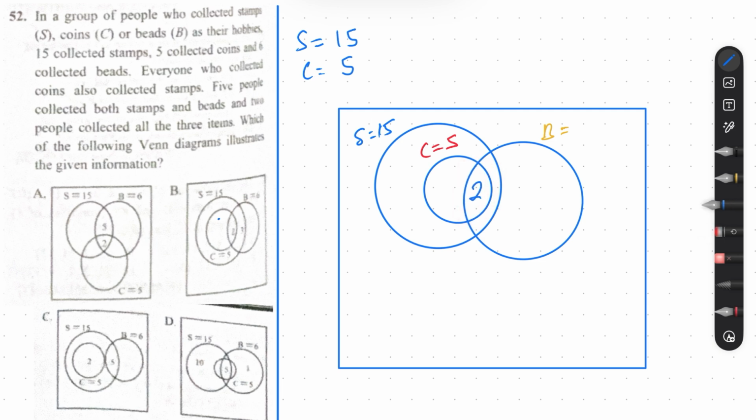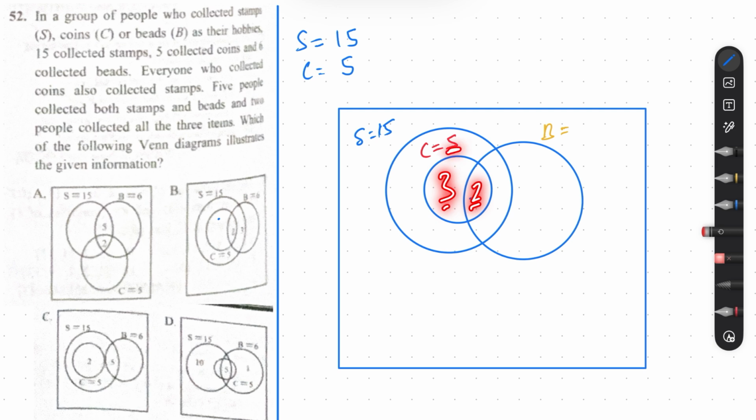Okay, if I write 2 here, that means the remaining of C will be 3, because 3 plus 2 should give us 5. So this place is 5. Now let's go back a little bit. No, sorry, we made a mistake right here. This place is 3, not 5. 3, okay, because they will add up to 5.